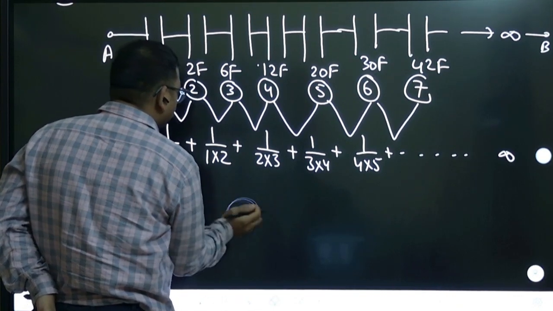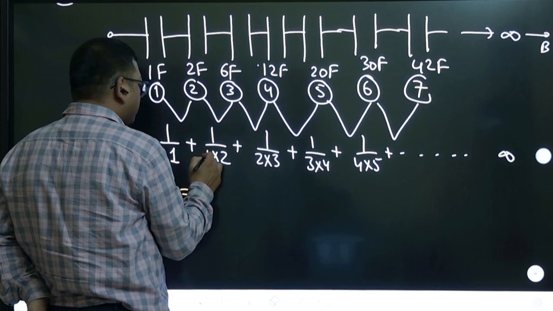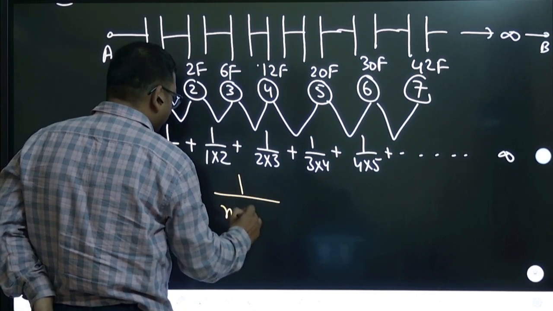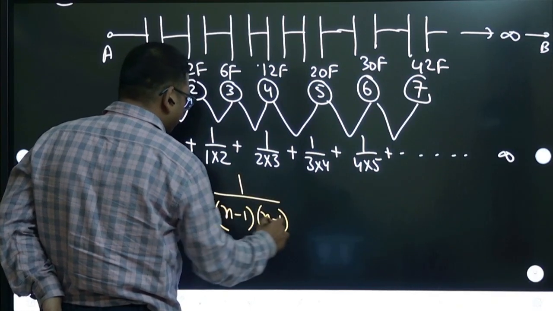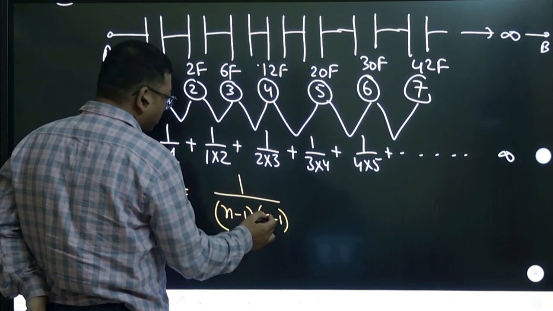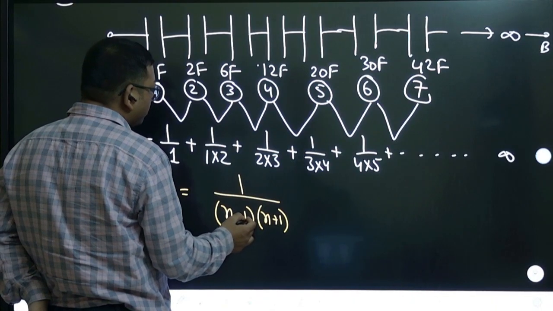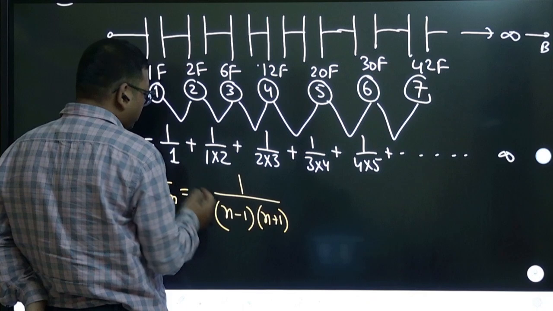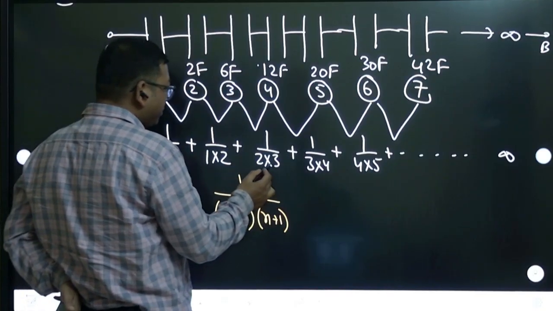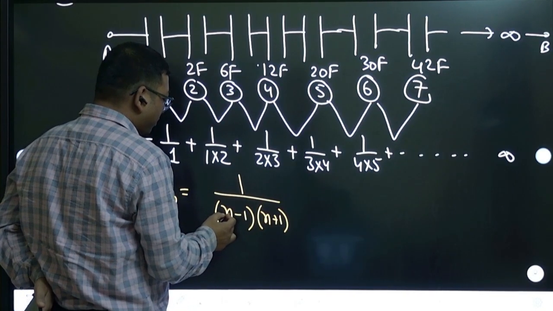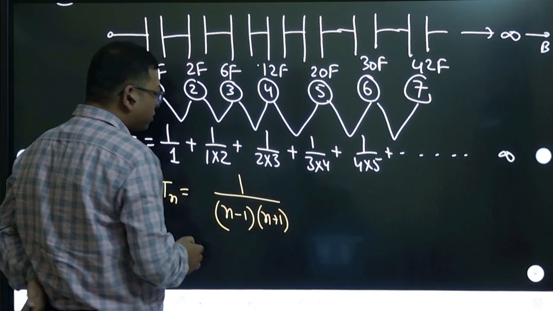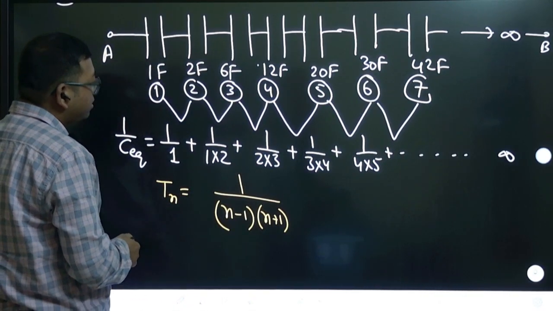Suppose I take the second term, so second term is n minus 1 and n plus 1, I think. Is it correct? Suppose if I take the second term, 2 minus 1 is 1, 2 plus 1 is 3. First term it is not applicable. Suppose if I take the third term, 3 minus 1 is 2, this is also not coming. How do we make this pattern?